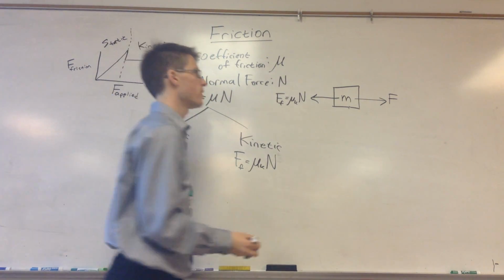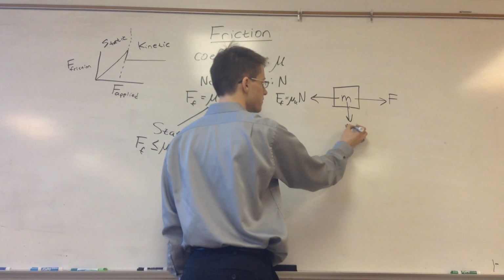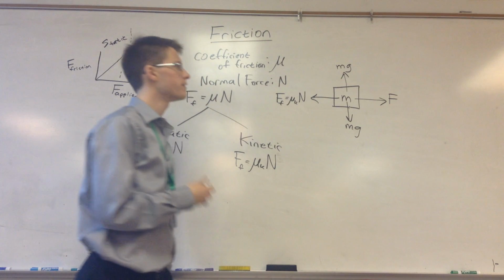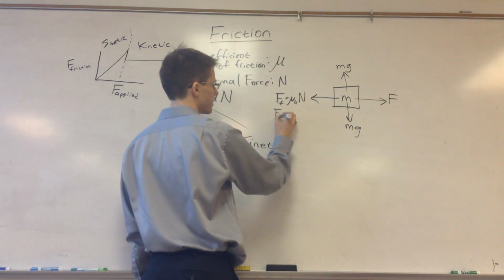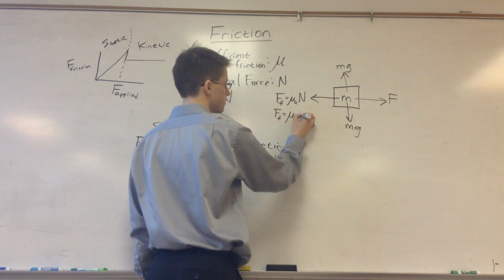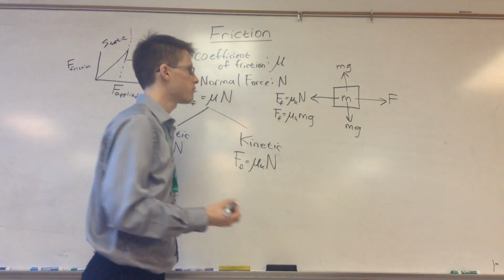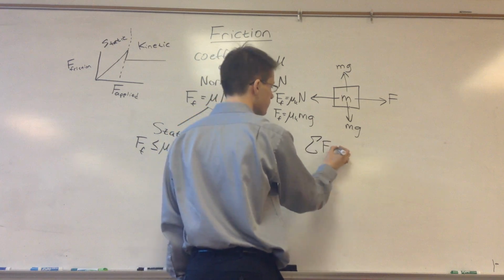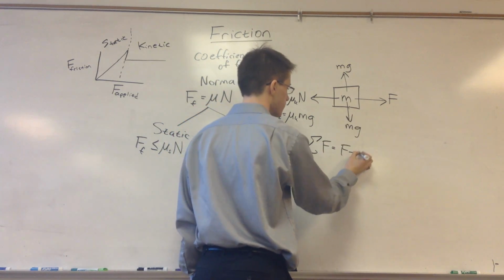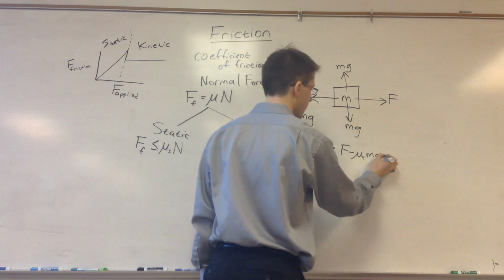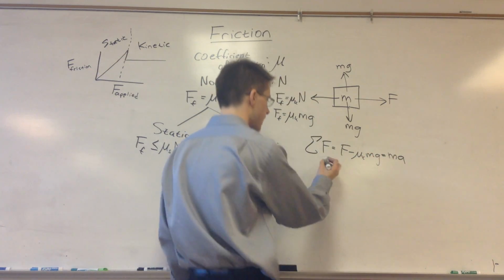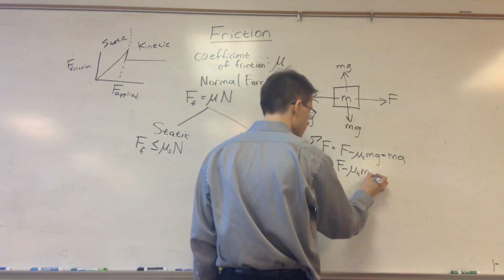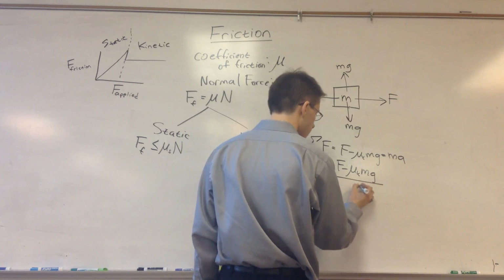So what's the normal force on this block? Well, it pushes down with the force of mg, and it feels a force up from the ground pushing on it of mg. So our force of friction here is equal to mu k times mg. So now if we want to find the acceleration of the block, we can just add up our forces, and it's going to be F minus mu k mg is equal to ma. In solving for a, we get that a is equal to F minus mu k mg, divided by m.